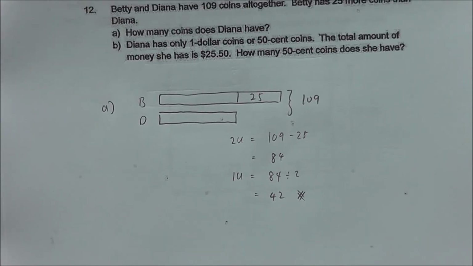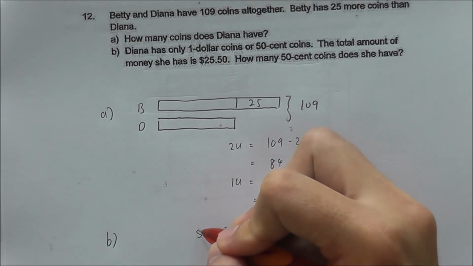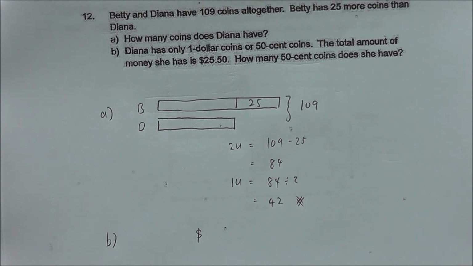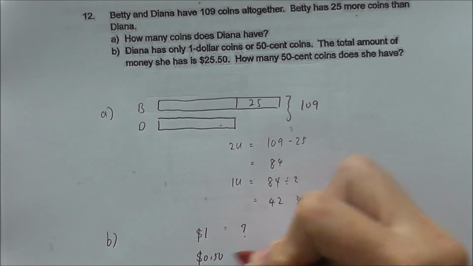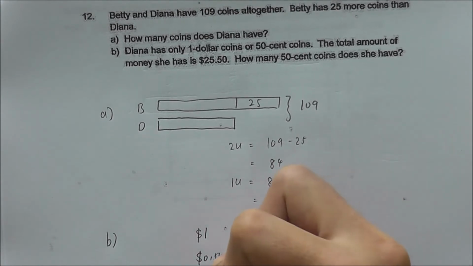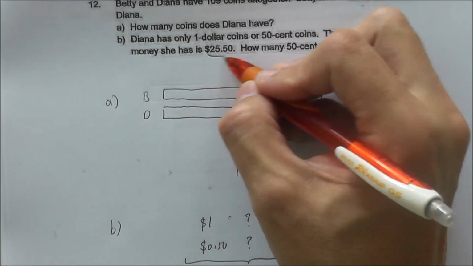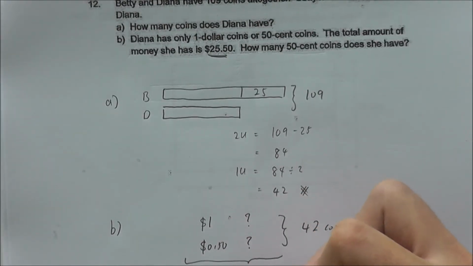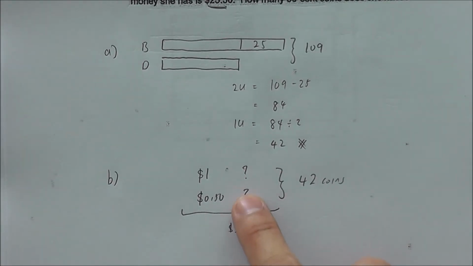Okay, we know that Deanna had only $1 or 50 cents coins. But the problem is that we don't know how many $1 and how many 50 cents coins she has. So we know that this is $1, but I don't know how many. She also has 50 cents coins, I also don't know how many. But I know that she has altogether 42 coins, and the total value of these coins when you add up is $25.50.